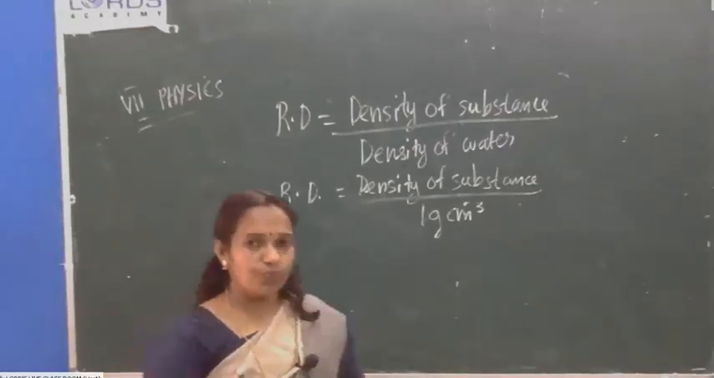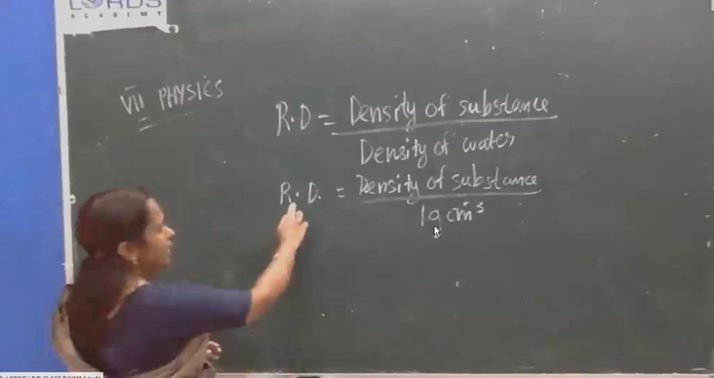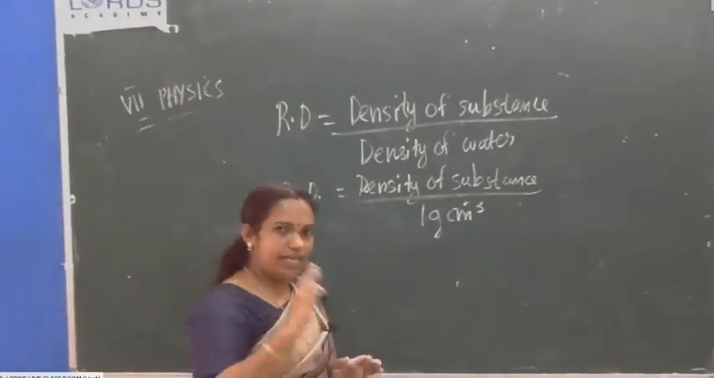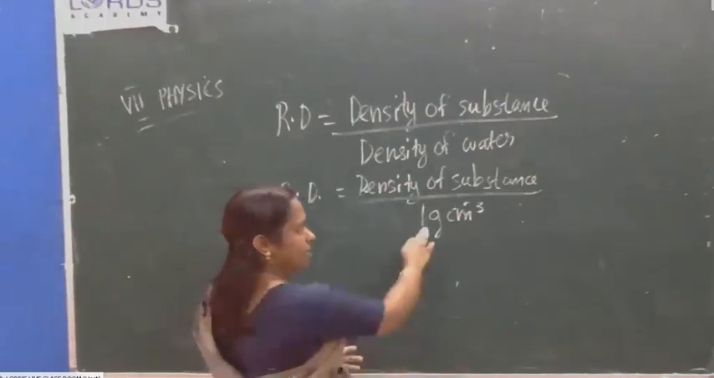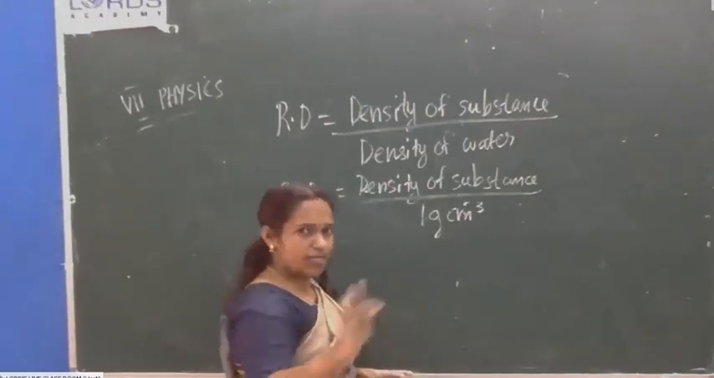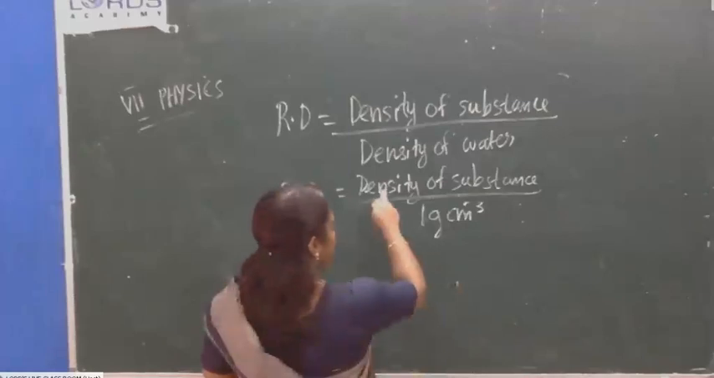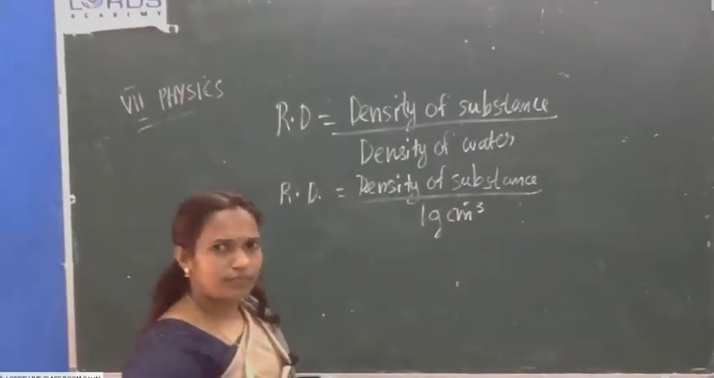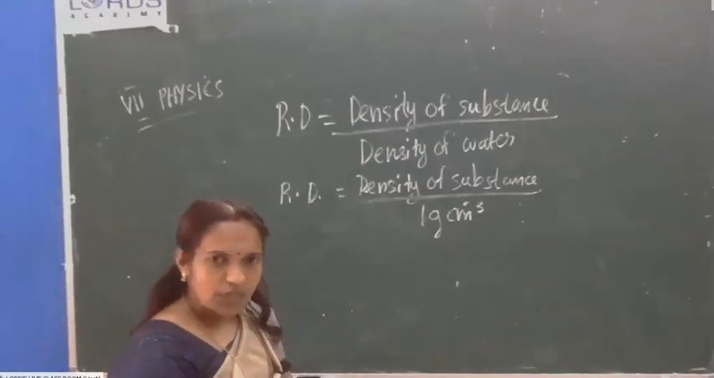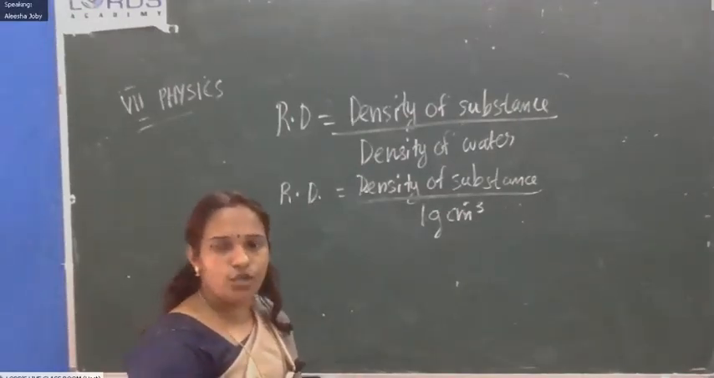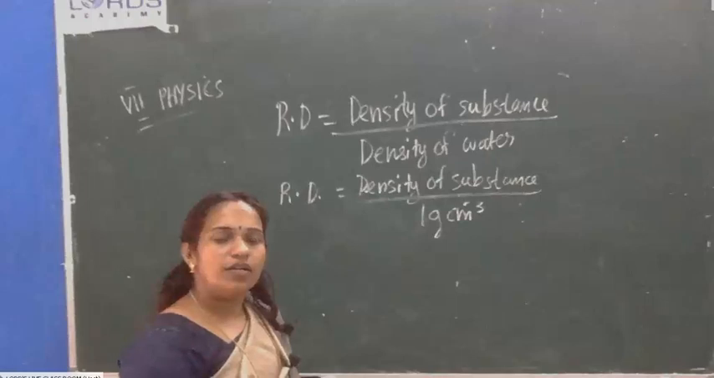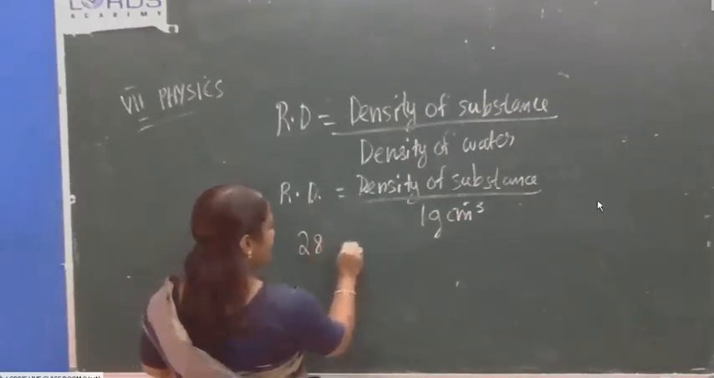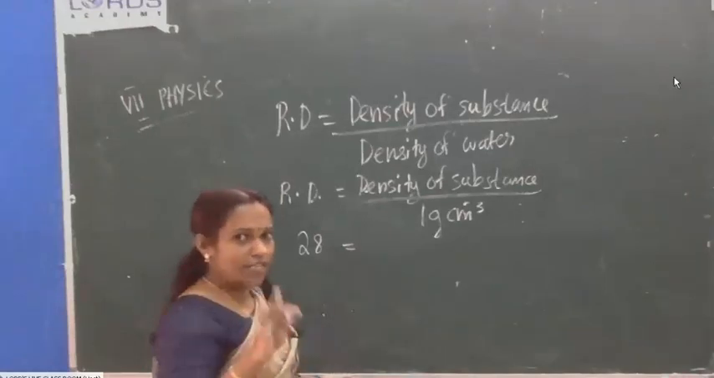What you have to do? Once again I will tell: the relative density of a substance is given in the numerical. This value you also know, because it's a constant value that you should study. Calculate the density of the substance. What you have to do? Divide by 1 gram per centimeter cube, isn't it? That means the same number. If I am writing relative density 28, it's given in the numerical.